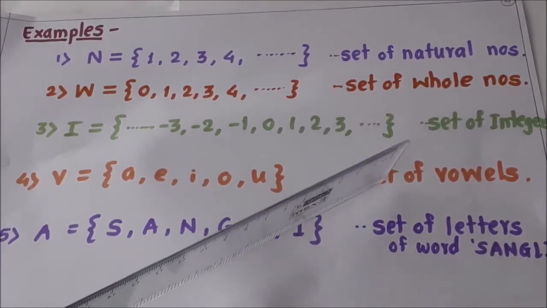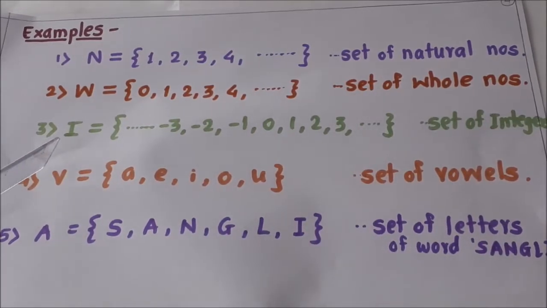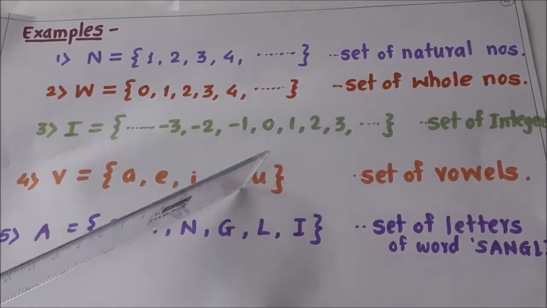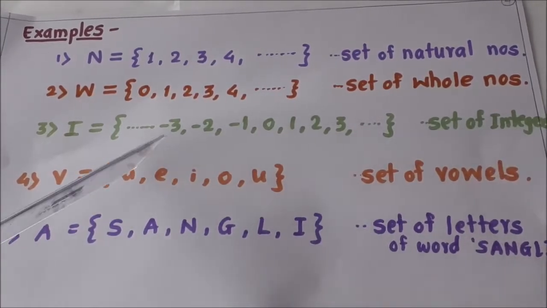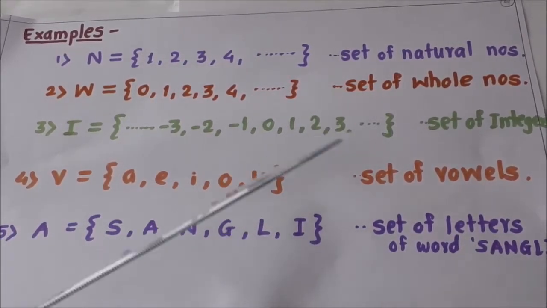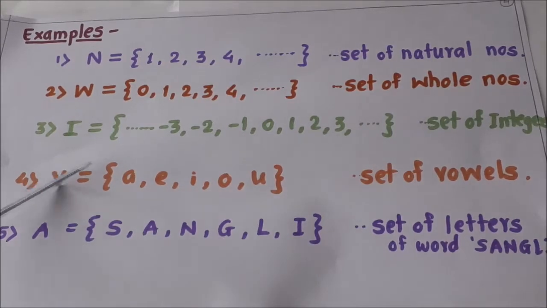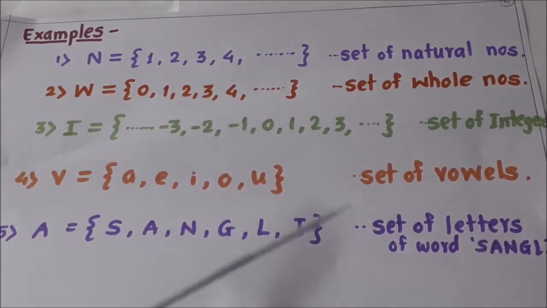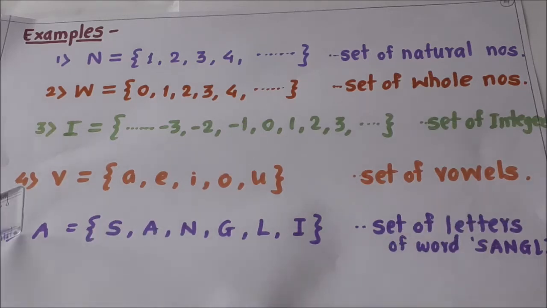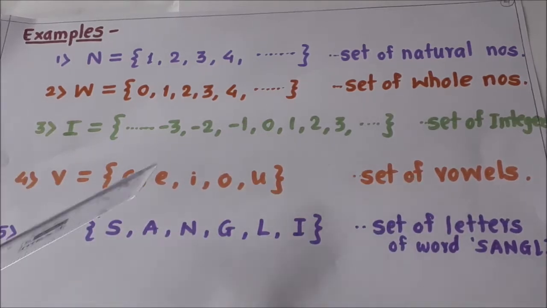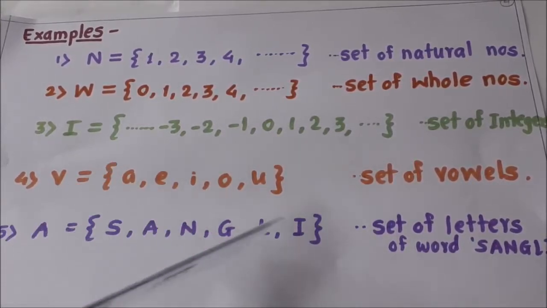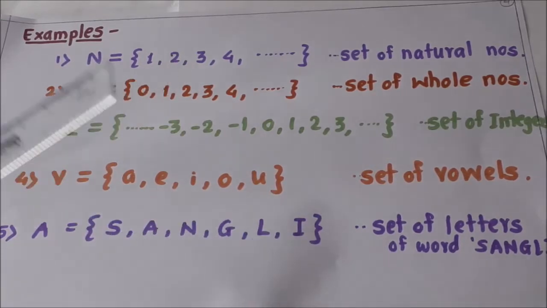Now one more example, set of vowels. Now I used here letter V. V is equals to A, E, I, O, U. These are the vowels and we separated it with the help of comma. A, E, I, O, U are called as the elements of this set V and V is the name of this set. One more example, set of letters of word Sangli. A is equals to, here I use the letters S, A, N, G, L, I and these letters are separated with the help of comma.